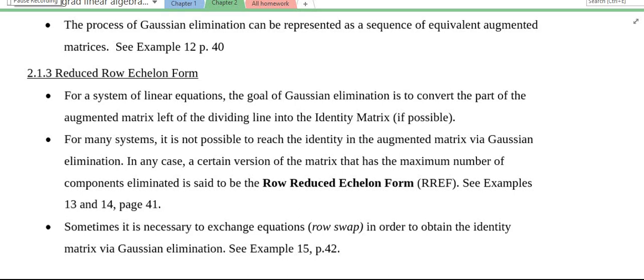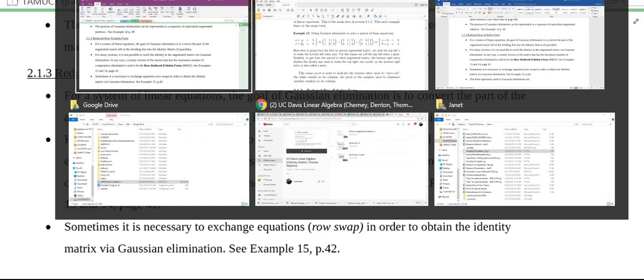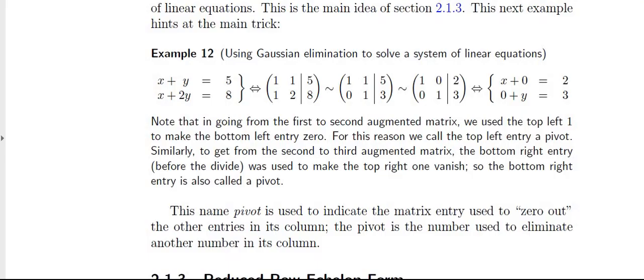Now, let's continue with section 2.1.3. You will notice at the end of example 12, what we have here on the left of the dividing line in the augmented matrix is the so-called identity matrix. Identity matrix has ones on the diagonal and zeros everywhere else.